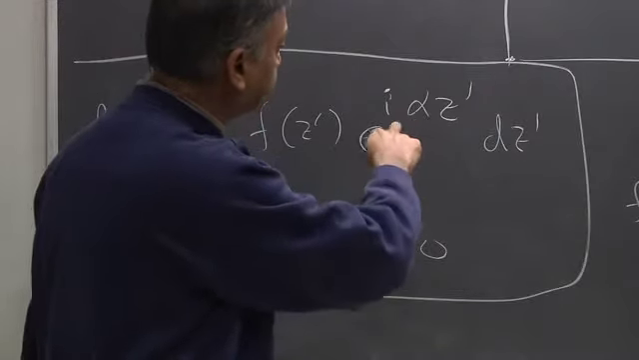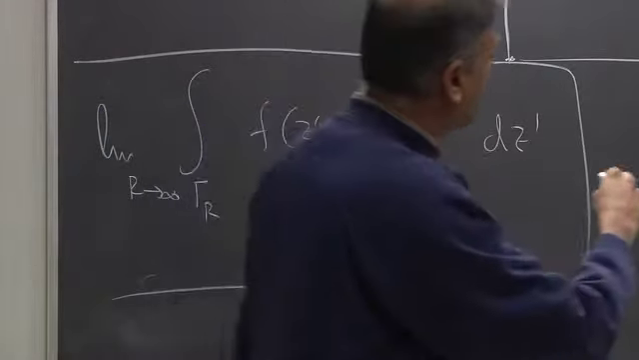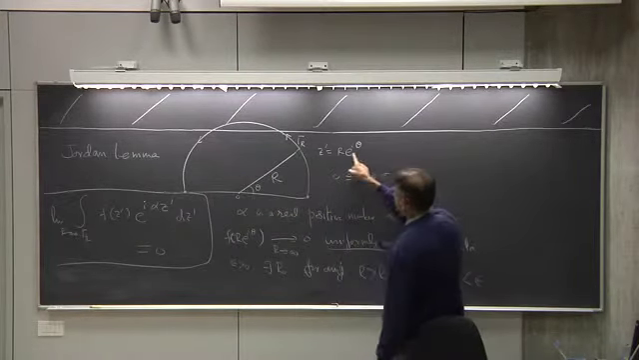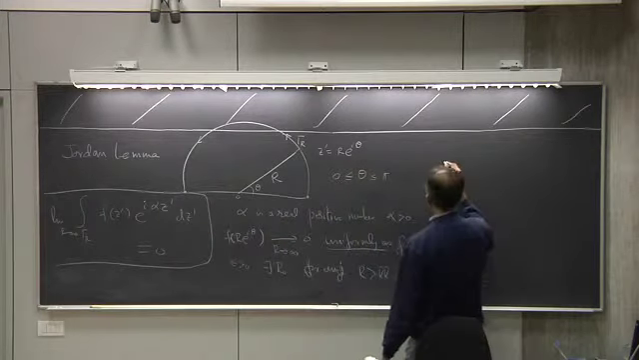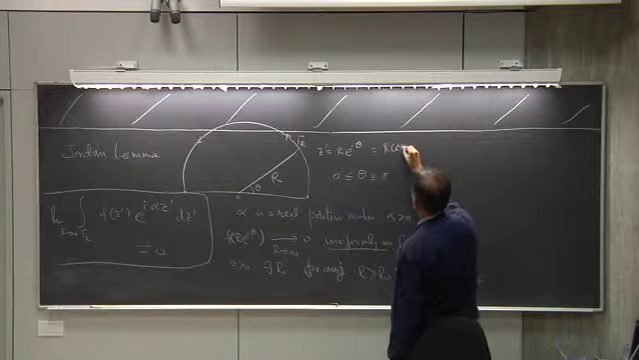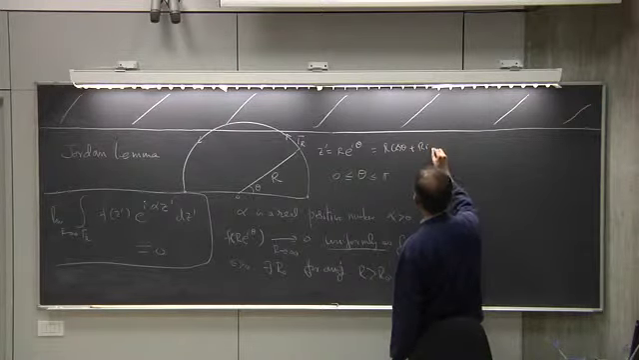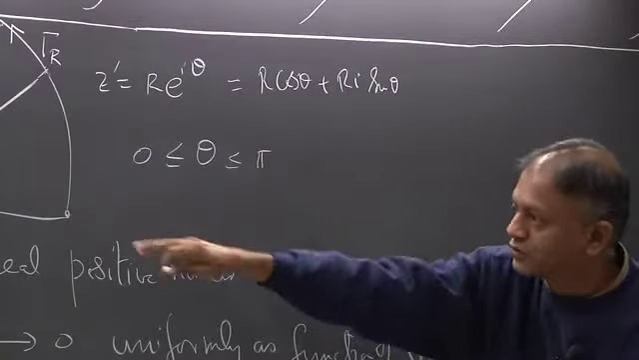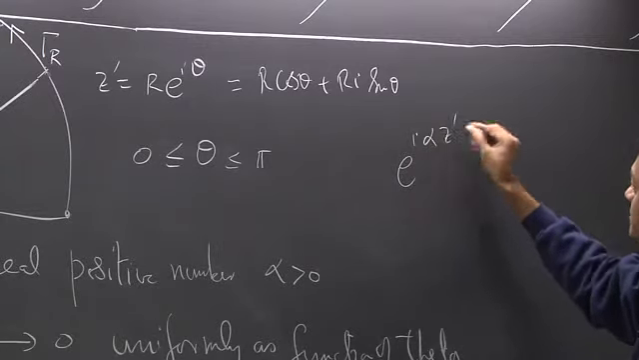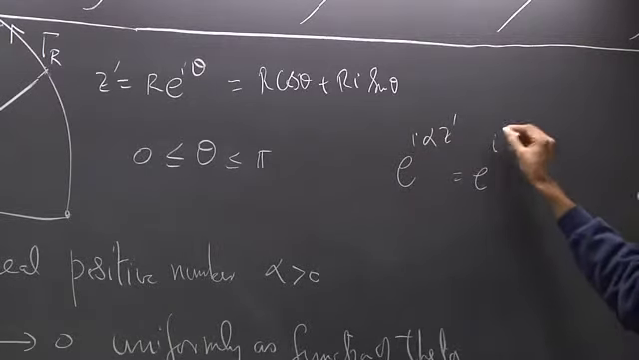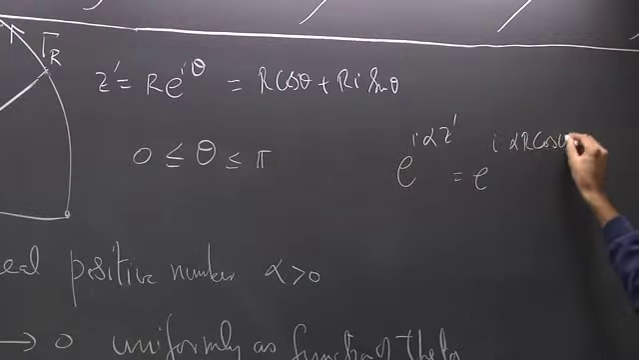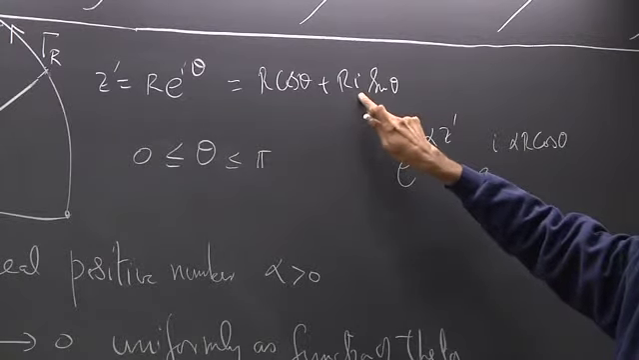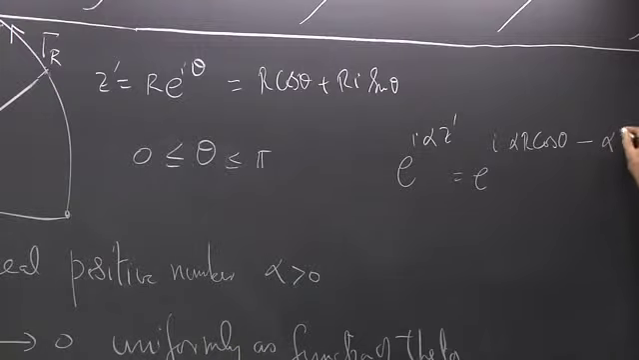Because you see, alpha is real and z prime is in this part. So, z prime can be written like this: r cosine theta plus r times i sine theta, because e to the i theta is cosine theta plus i sine theta. Now, substitute that in. What is e to the i alpha z prime? This is the same as e to the i alpha r cosine theta, and then i times i makes it minus, so you get here minus alpha r sine theta.